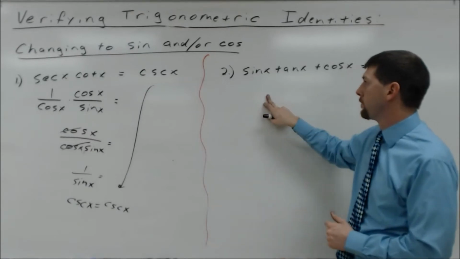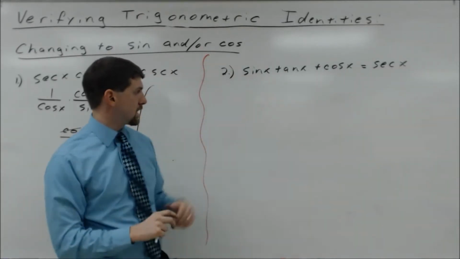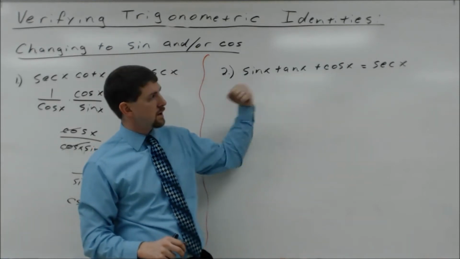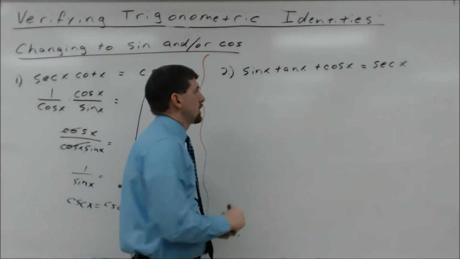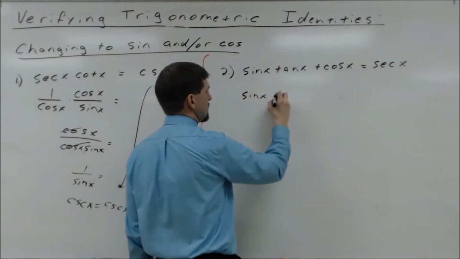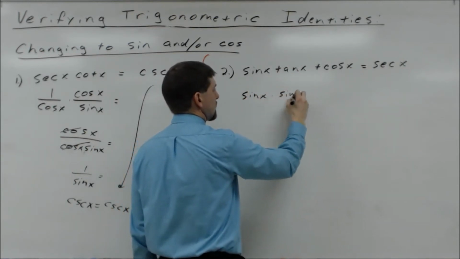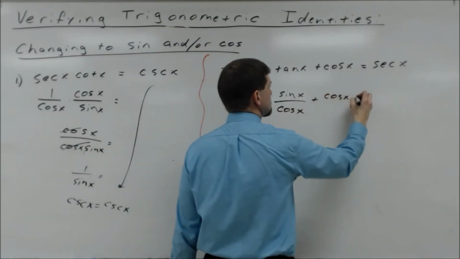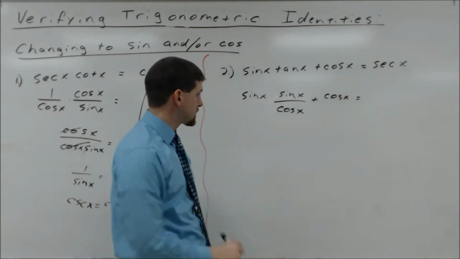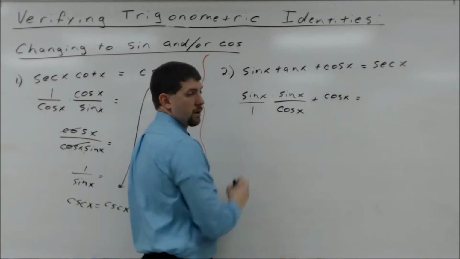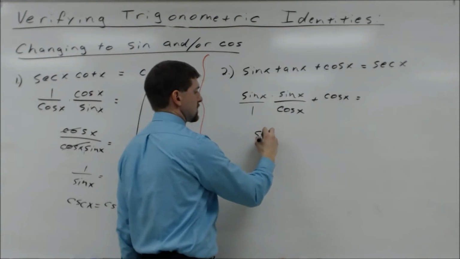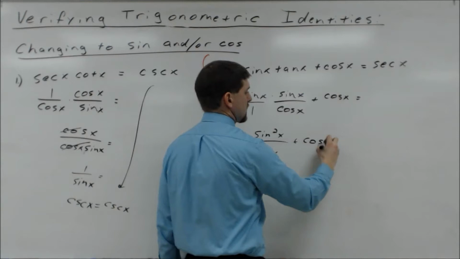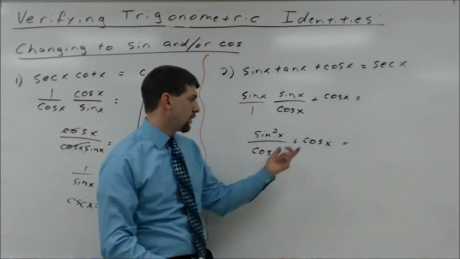Let's look at number 2 here. I've got sine x tangent of x plus cosine x equals secant of x. So let's change everything into sine and cosine. This tangent of x right here becomes sine of x over cosine of x, and sine of x won't change. So this becomes sine of x over cosine of x plus cosine of x, and we'll just leave the secant of x over on the right-hand side. Well, just like before, sine times sine is sine squared of x over cosine of x plus cosine of x.